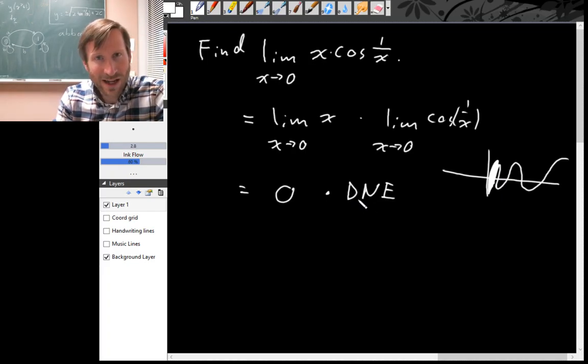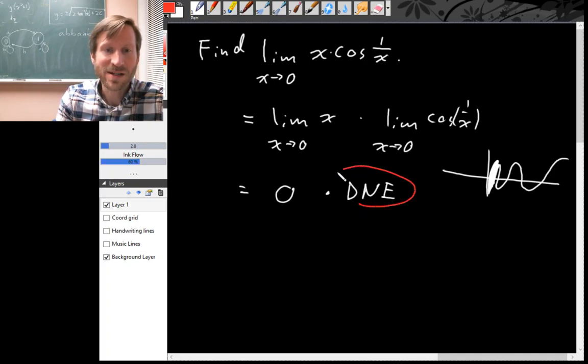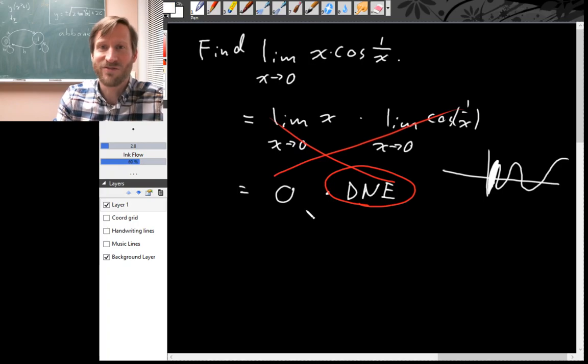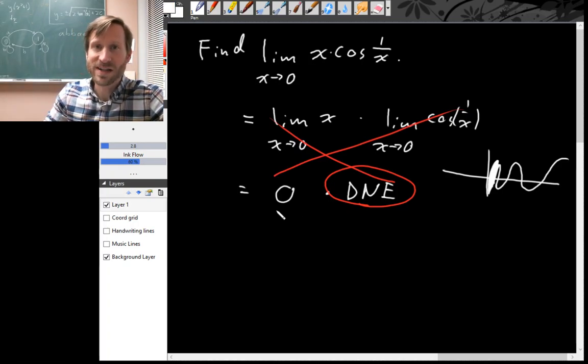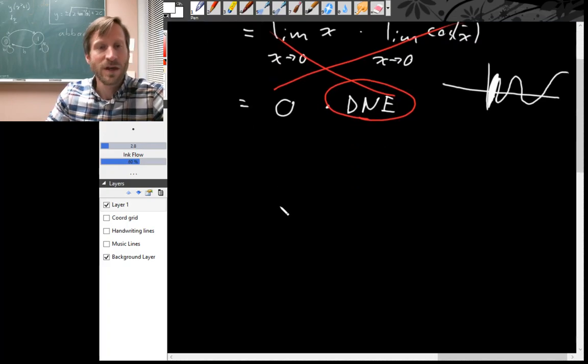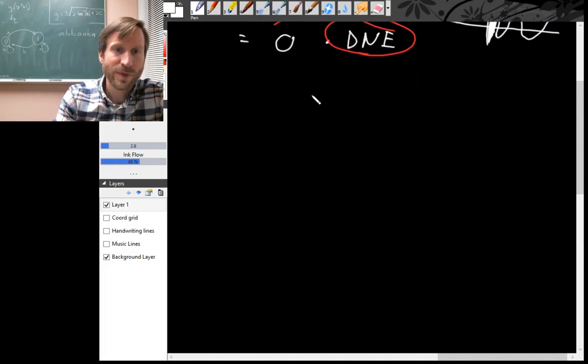And if you go back and look, the limit laws are only true if both limits exist. Since this second limit doesn't exist, our entire attempt to use the limit laws fails. So this doesn't help us calculate the limit. We're going to have to try something else. And here's what we can do.